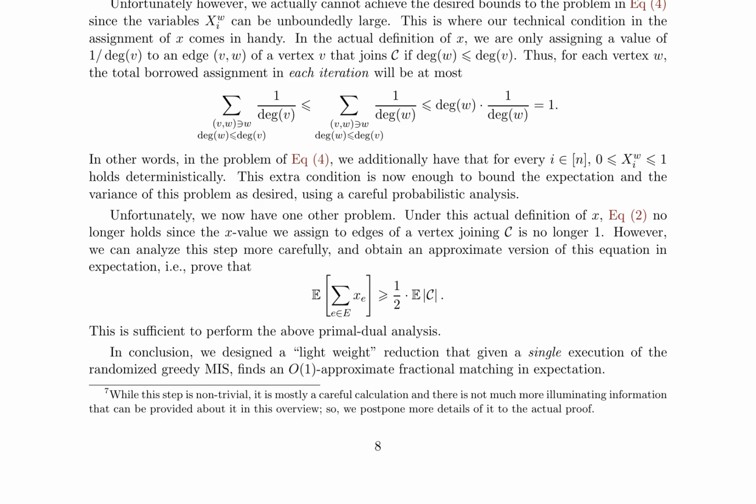The authors also address another issue that arises from their actual definition of x, which no longer satisfies equation 2. Instead, they prove an approximate version of this equation in expectation, showing that the expected sum of x over all edges is at least half the expected size of the independent set C. In conclusion, the authors have designed a lightweight reduction that, given a single execution of the randomized greedy MIS algorithm, finds an O(1) approximate fractional matching in expectation. This is achieved through a combination of probabilistic analysis, careful bounding of expectations and variances, and the use of technical conditions in the assignment of x.